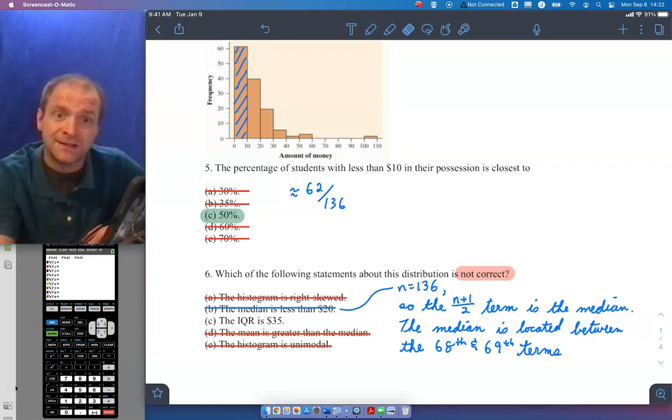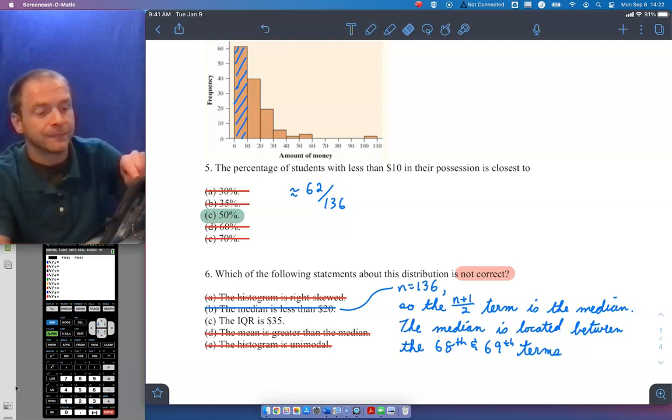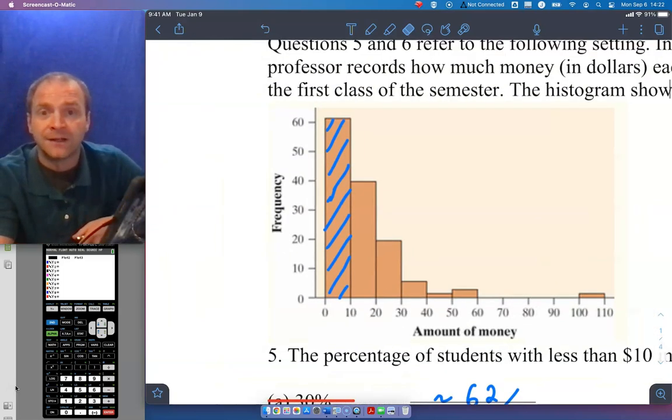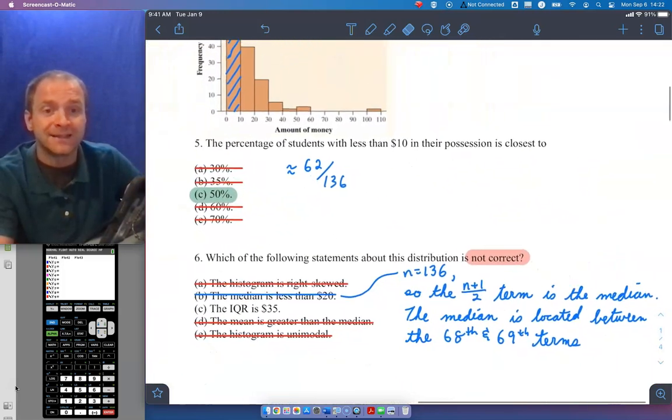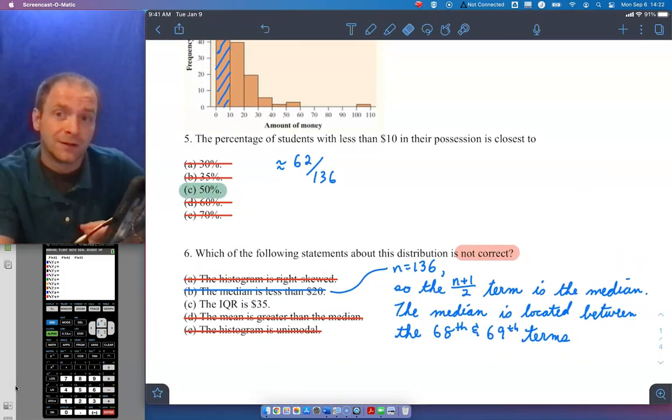So that means it's going to be the mean of the 68th term and 69th term. It's going to be between those two. If I look at where the 68th and 69th terms are, well, there's 60 in the first bin. So that 68th and 69th term is going to fall in that second bin between 10 to 20. So I can tell you that one is in fact true.